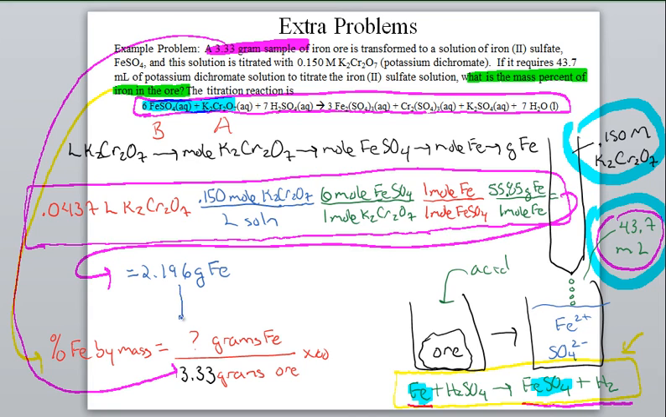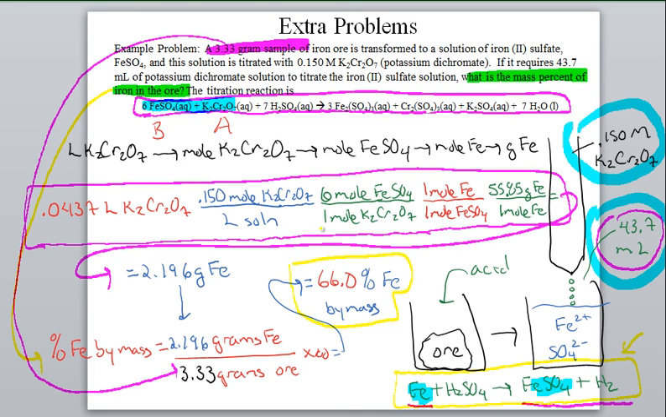And that answer makes sense, and hopefully we did it right, which we did. I always do things right. It was less than 3.33. And the answer we get is approximately 66%. The iron in that ore is 66% by mass.